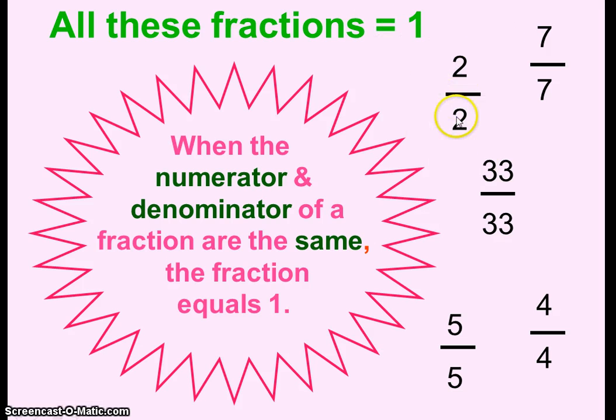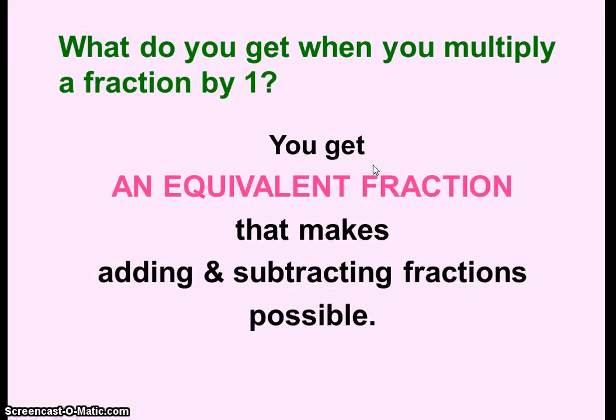So a 2 over 2, if you went in on your calculator and you punched in 2 divided by 2, what are you going to get? Well, you're going to get 1. So all of these fractions here that have the numerator and the denominator the same are just equivalent to 1. Okay? They mean the same thing. 33 over 33 means 1. So if you multiply something by 33 over 33, it's not going to change, is it? Because 33 over 33 is the same as 1. Okay? So when we multiply by 1, we're going to get an equivalent fraction. It's going to mean the exact same thing.